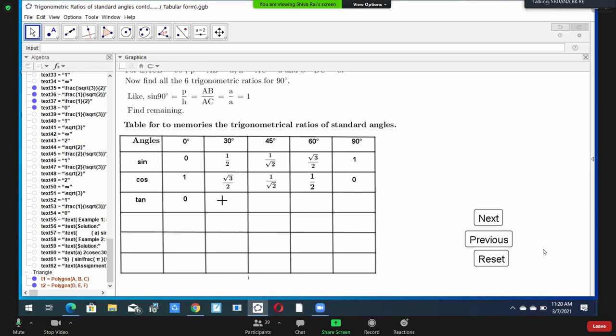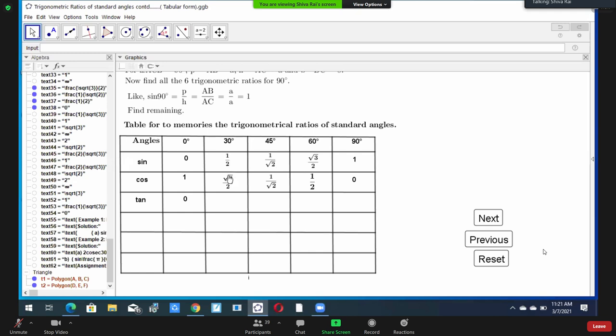How much? 1 by root 3. Yeah, 1 by root 3. So you apply your mind, your brain here, use your brain here. Don't say some book.